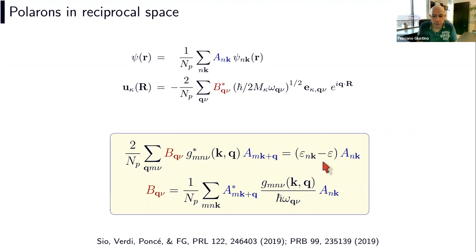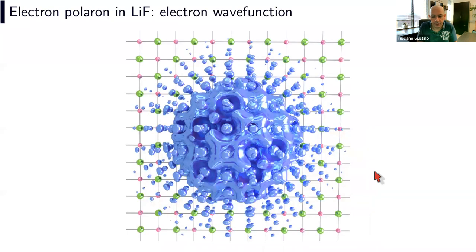So I'm just going to give you two quick examples because I don't want to hold you too long. This is an example calculation for the electron polaron in lithium fluoride, which is just a rock salt ionic compound. What we did is add one electron to the conduction band. And you can see that this is the electron wave function. It is localized, but it is something one would call a large polaron. It spans maybe 10 unit cells, okay?